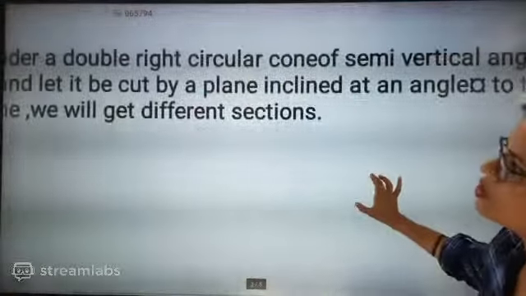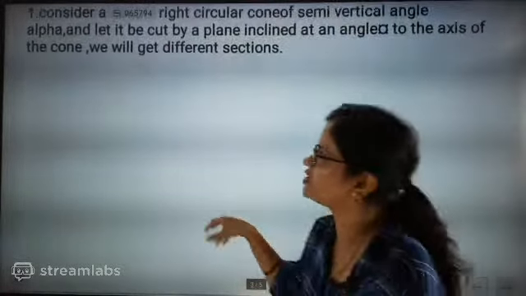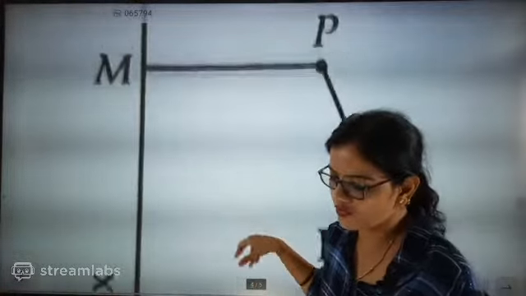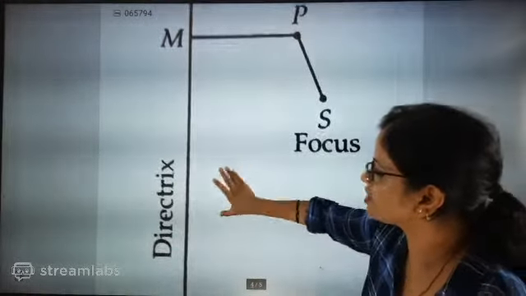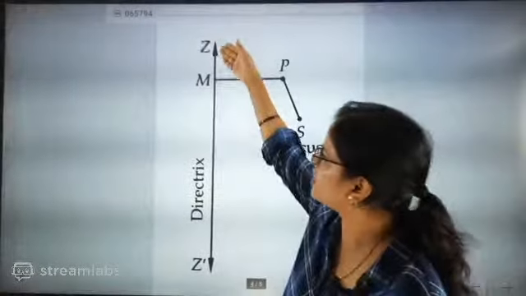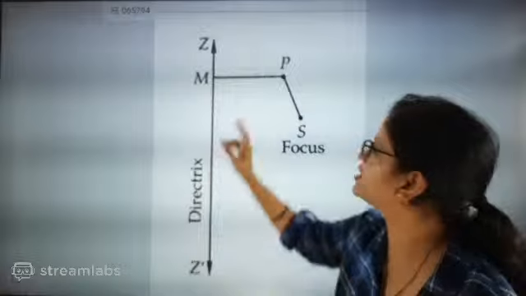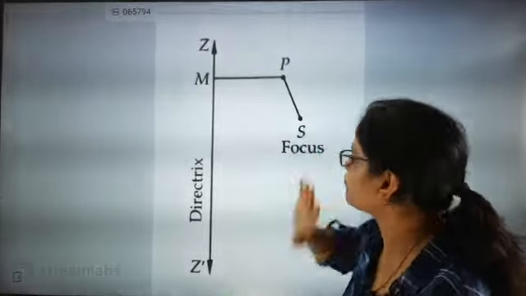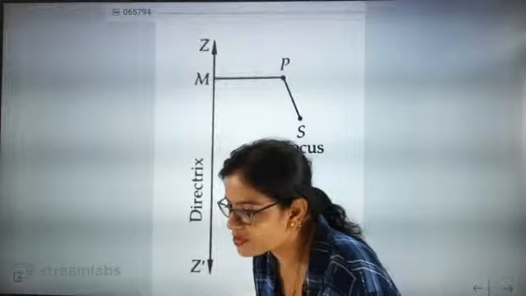Now shall we go? So now consider a double right circular cone. This is exactly for your understanding I have typed, so that when you will be getting this PDF, you will be able to understand many things. Now the most important thing for understanding is, this is exactly called as directrix. This is a line perpendicular, and this is a fixed point. This is exactly a fixed point, and this is going to be the arbitrary point.